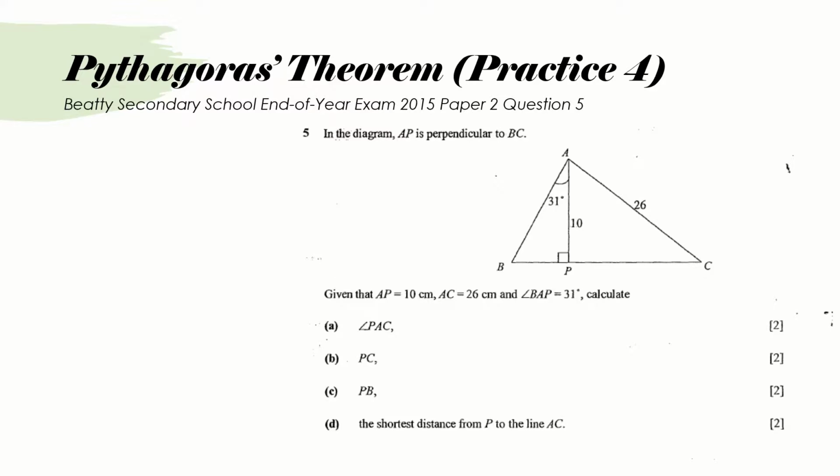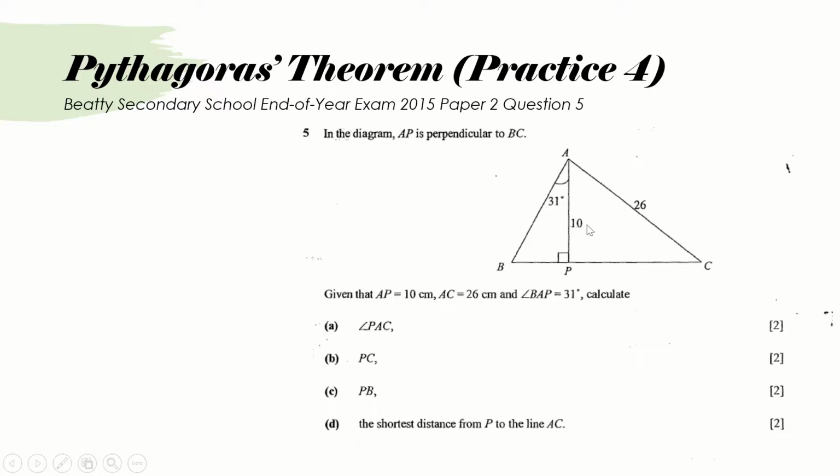So practice 4 is actually taken from a Singapore school's end of year exam paper, question 5, paper 2 from 2015. Alright, so the question states that in the diagram, AP is perpendicular to BC. So if AP is 10 centimeters and AC is 26 centimeters, angle BAP here is 31 degrees. Calculate angle PAC. So for part A, they ask you to find the angle.